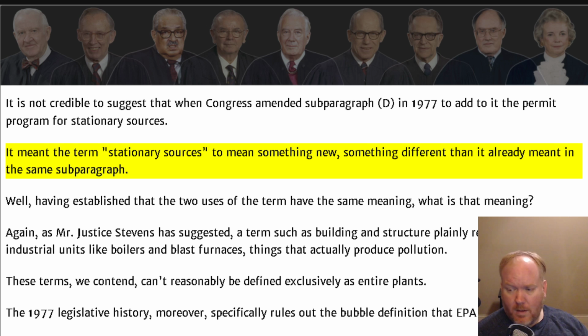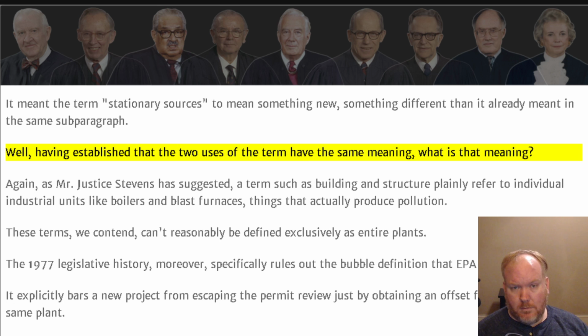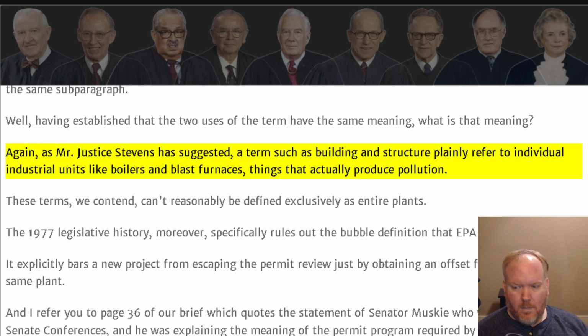Okay. Term stationary sources to mean something new, something different than it already meant in the same subparagraph. Well, having established that the two uses of the term have the same meaning, what is that meaning? Again, as Mr. Justice Stevens has suggested, terms such as building and structure plainly refer to individual industrial.